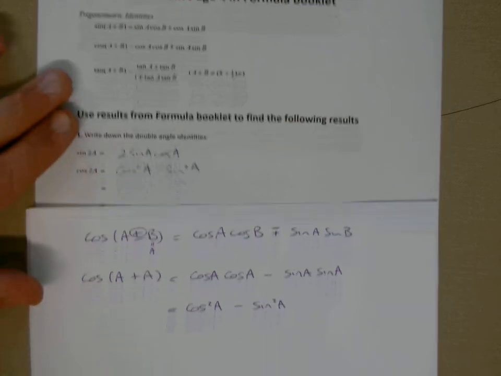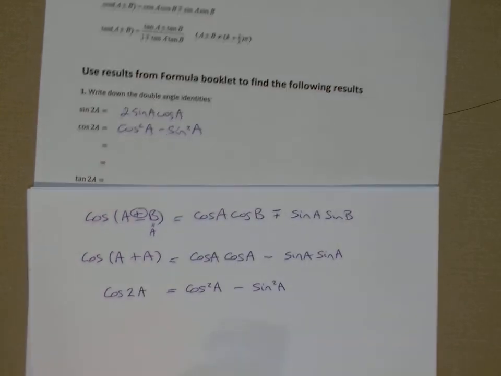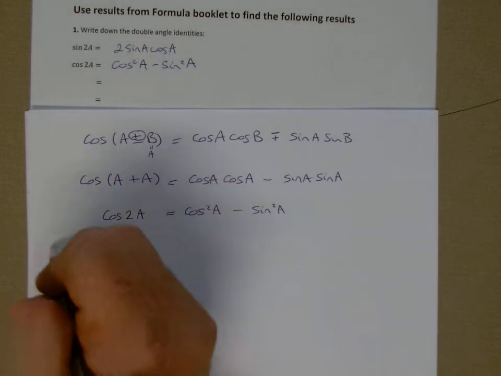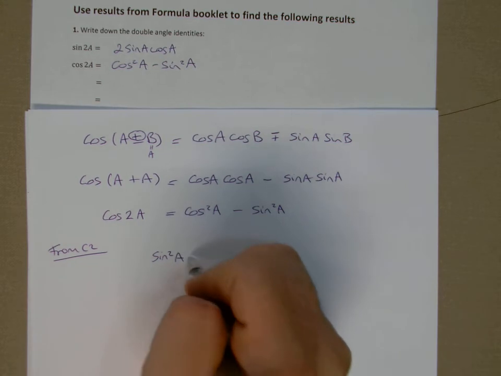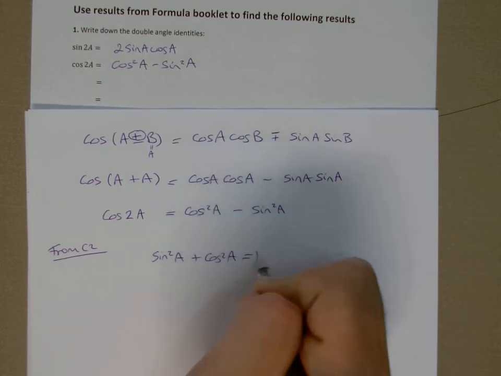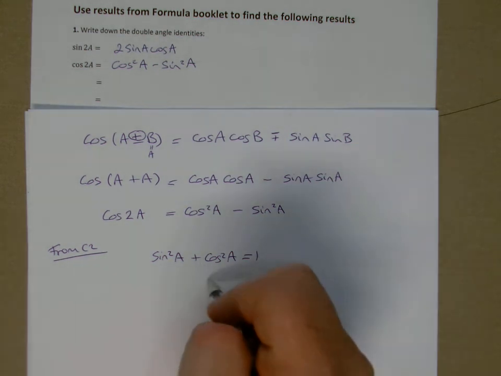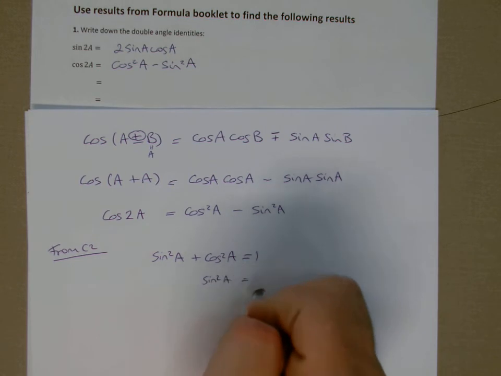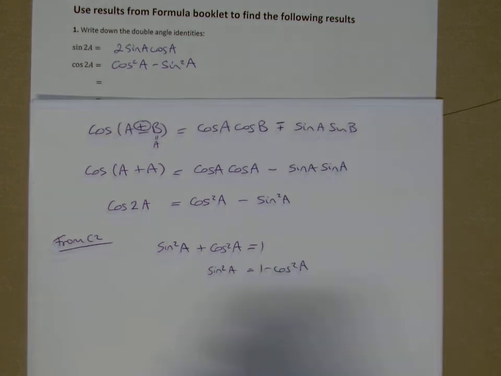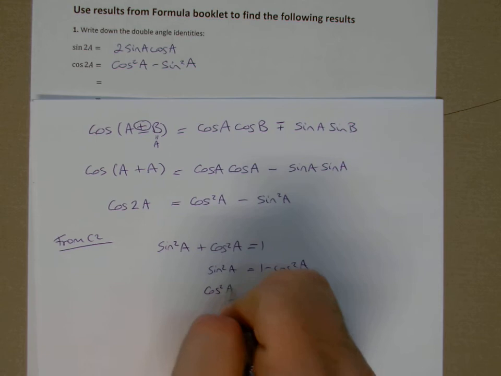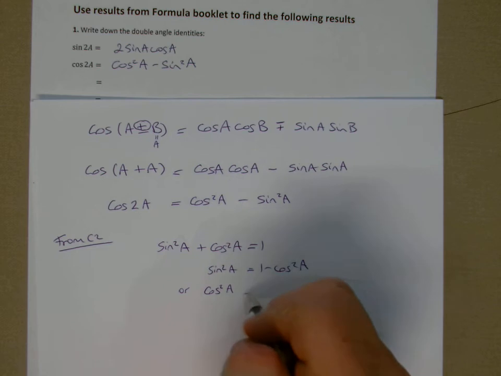Now the other 2 results, we can just derive from this here. It's quite straightforward, because what we learned in C2 is that sine squared A plus cos squared A equals 1. And when we learned that in C2, we learned to rearrange this, didn't we? So we could write sine squared A as 1 minus cos squared A. You just took the cos squared over, so it becomes a minus. Or you could have written cos squared A as 1 minus sine squared A, just taking the sine squared over.